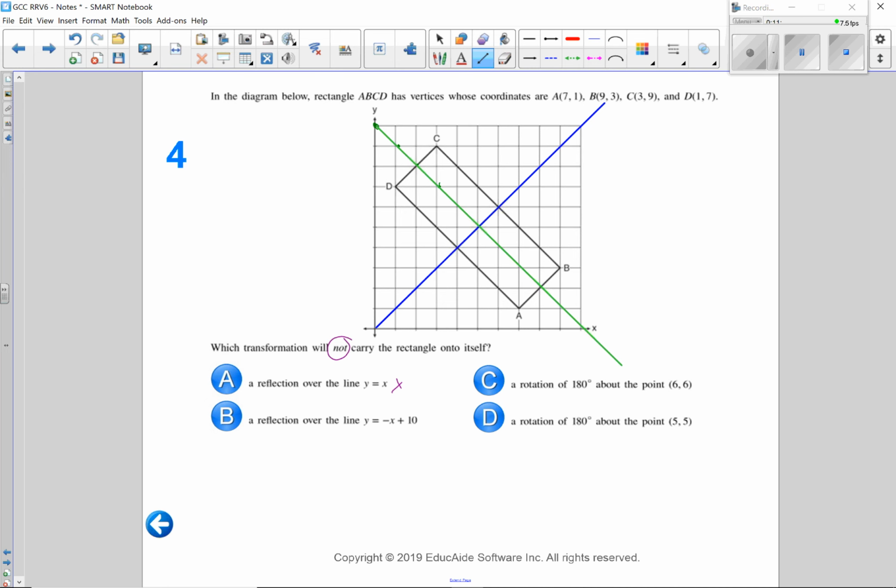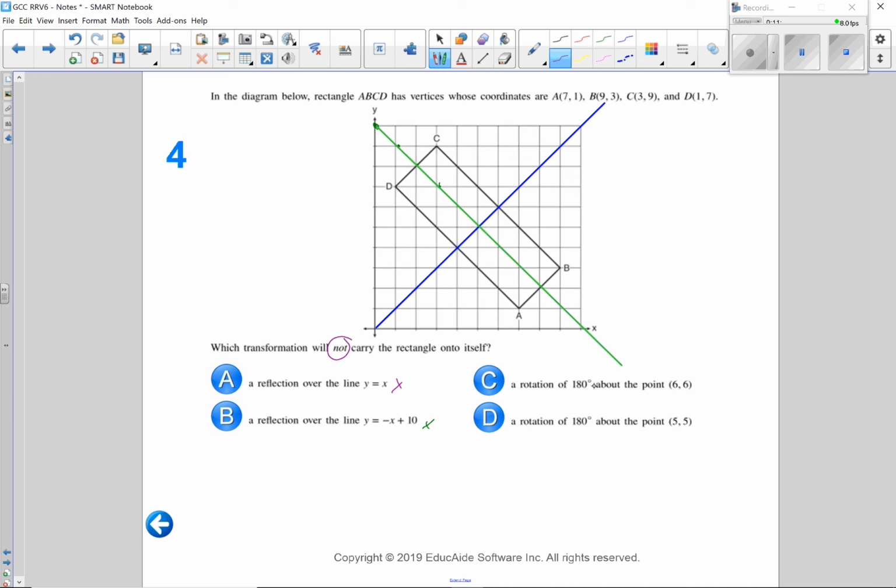If we reflected over that line, A would go to B and B would go to A, C would go to D, D would go to C, so it would look exactly how it is right now. Therefore, it too would reflect onto itself. So that one's got a little X, that's going to be false. And then the last two are rotations.